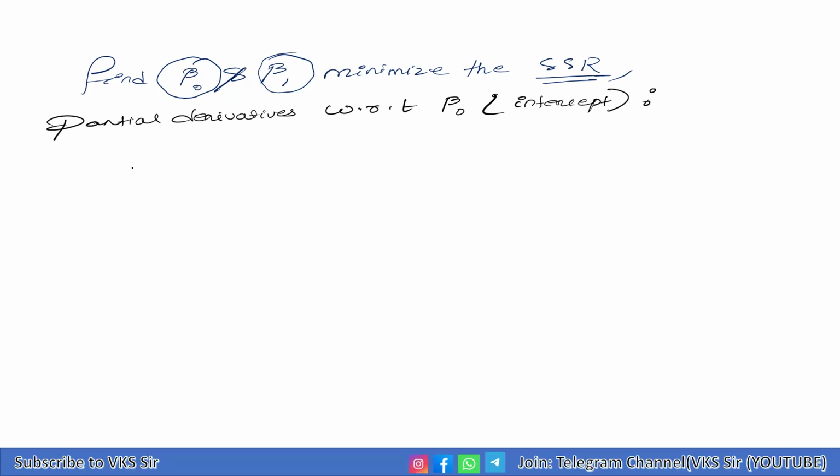So here, the final one is what? The final one is the SSR, which is equal to the sum of error squared: the sum of the actual value minus the intercept, minus the coefficient times the independent variable, whole squared. So finally, this one is the previous one.